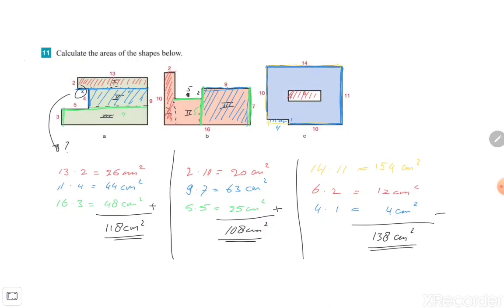Alright, so please find the way how to calculate the area, because in exercise A and B I just cut it in pieces, and in exercise C I'm gonna calculate much more area than we need, but then subtract the two rectangles to find the total area of the shape from the blue part. So that was exercise 11, and good luck with the rest of the exercises.